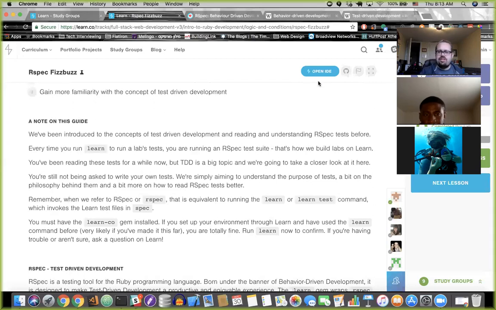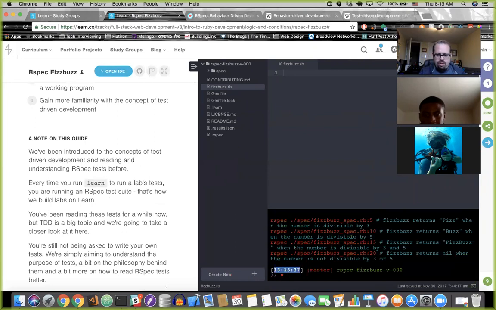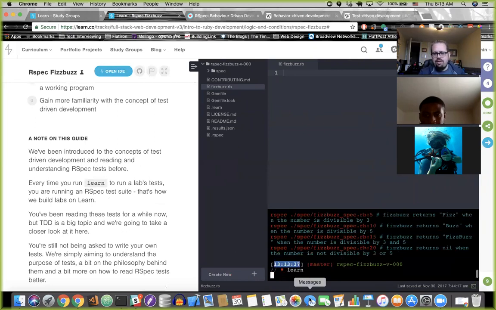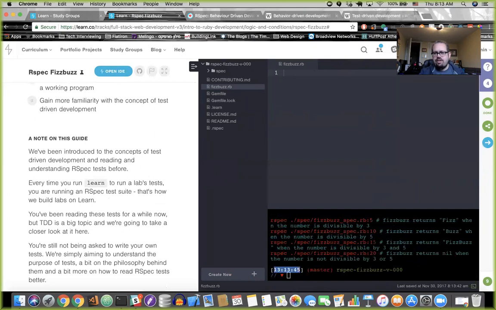As an example, let's open up our IDE, and if we run RSpec in the folder, look, it's exactly as if we ran Learn, right? Because Learn is RSpec, just with some added functionality.